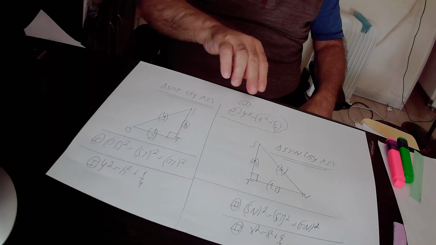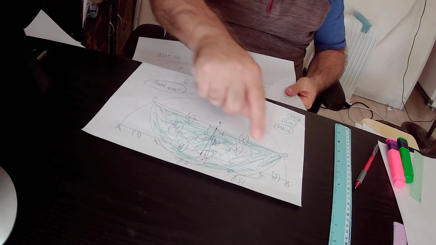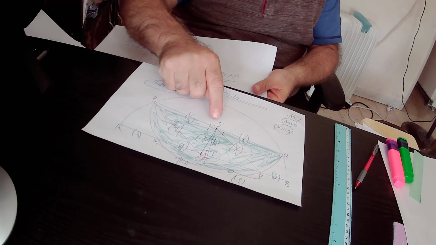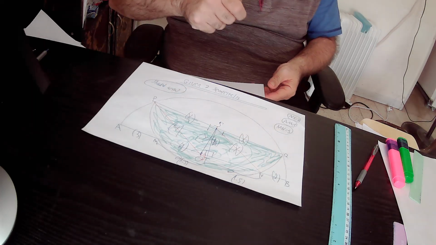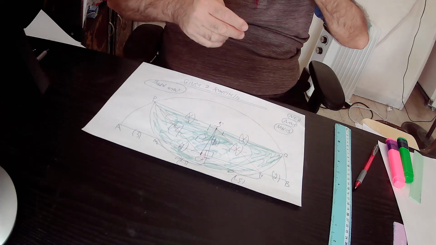Again, y squared equals h squared plus 1 quarter. In the next step, we join points S and N together by a straight line. Point S is the center of this small semicircle. Point N is the point on the small semicircle itself. Therefore, SN is the radius of this small semicircle, which equals x.